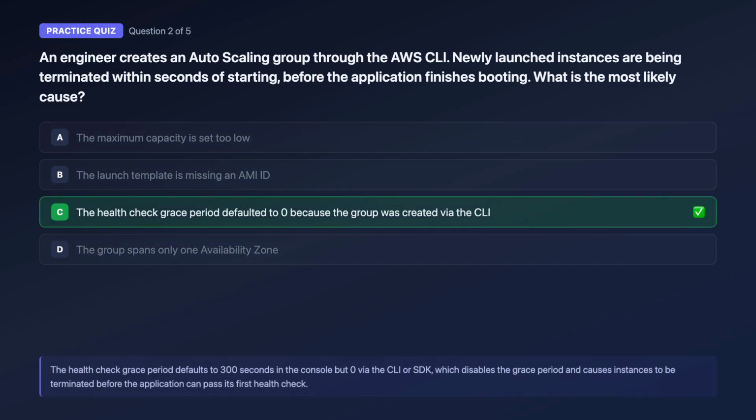It has to be C, and here's why. The grace period defaults to 300 seconds in the console, but 0 over the CLI or an SDK. 0 disables the protection, so the group kills each instance before the app can pass its first health check. Set the grace period to your application's real startup time, and the problem disappears.